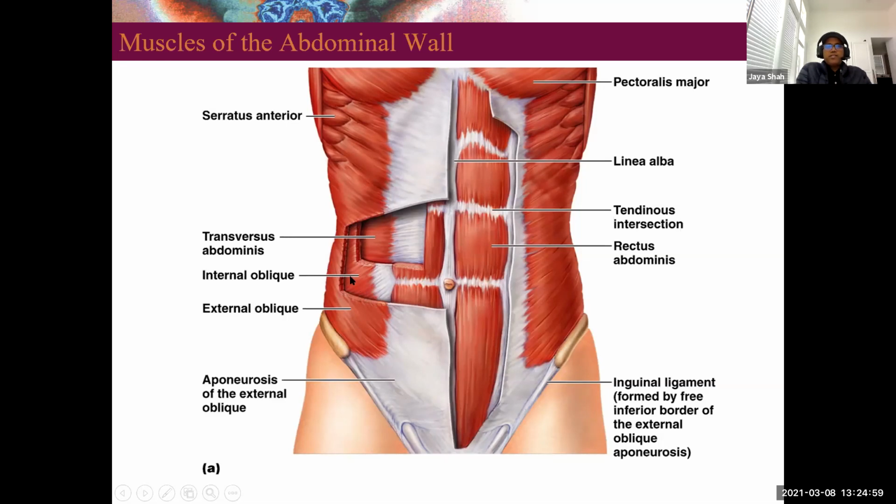When you cut it, you're going to see the internal oblique. And then if you cut deep to it, it is the transversus abdominis. But if you come to the midline, you have 1, 2, 3 pieces of muscle on either side. These are called six-pack muscles, and they are the rectus abdominis. They are inserted into the tendons and into the central tendon that is called linea alba.